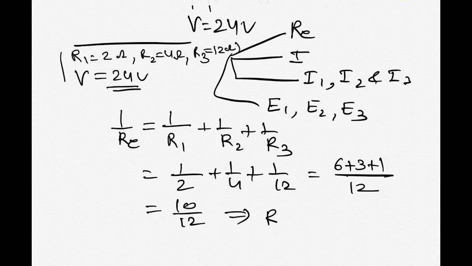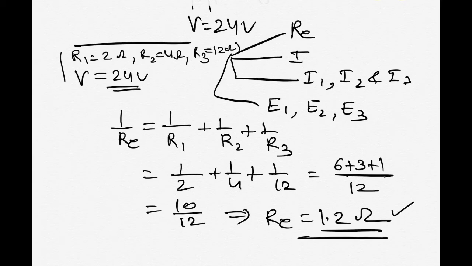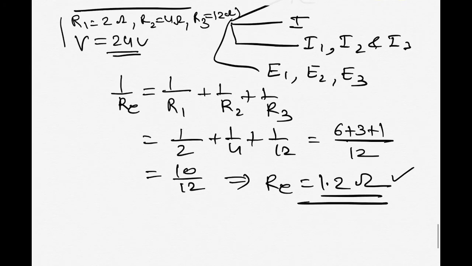Okay, so it means R is equal to 1.2 ohms. We got the equivalent resistance of the circuit. The first thing is done. Now the second thing is the current in the circuit, I, right?